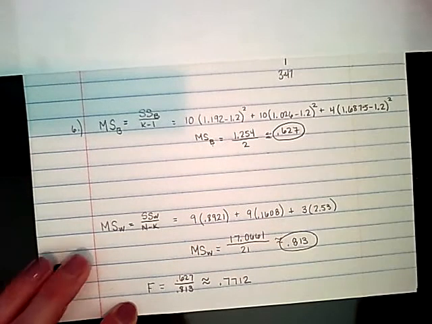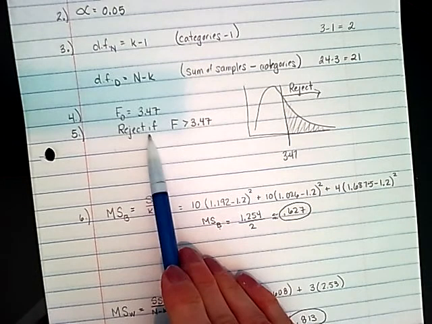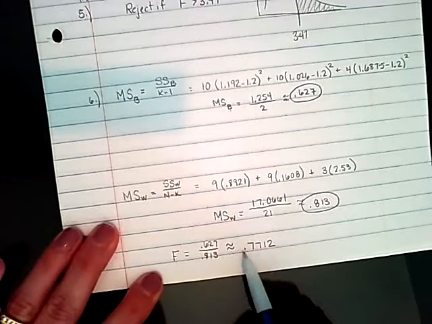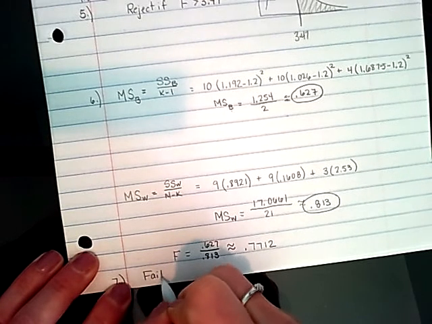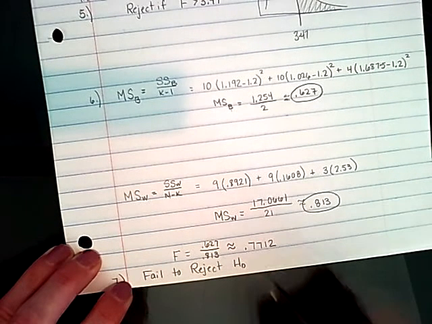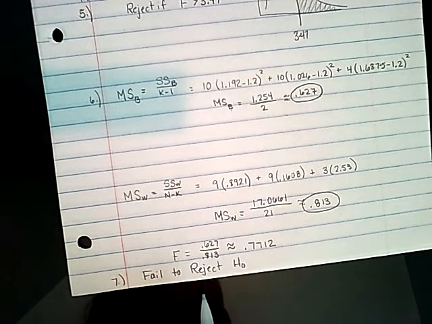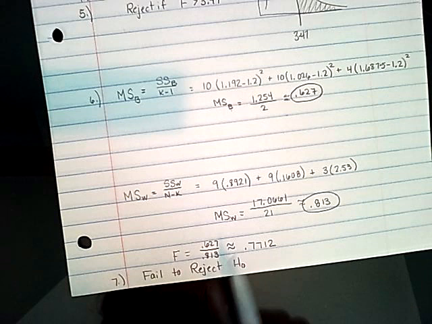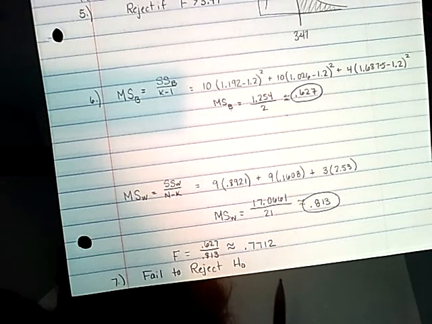Now, if I go back to the top up here, I can see that I was supposed to reject if I'm greater, which I am not. So that means in step 7, I'm going to fail to reject my null hypothesis, and therefore I do not have enough information to conclude that at least one mean is different from the others, and there'll be a chance of a type 2 error at the 0.05 level.